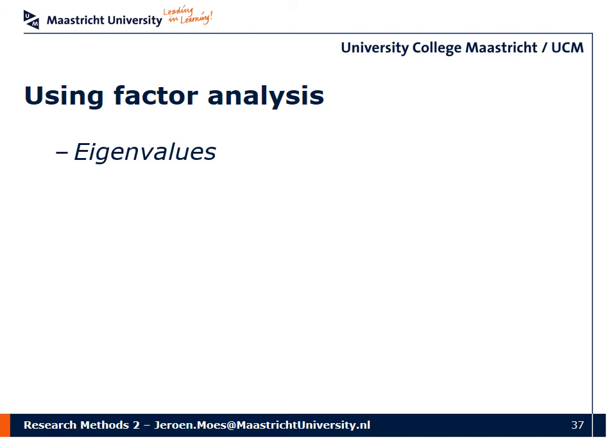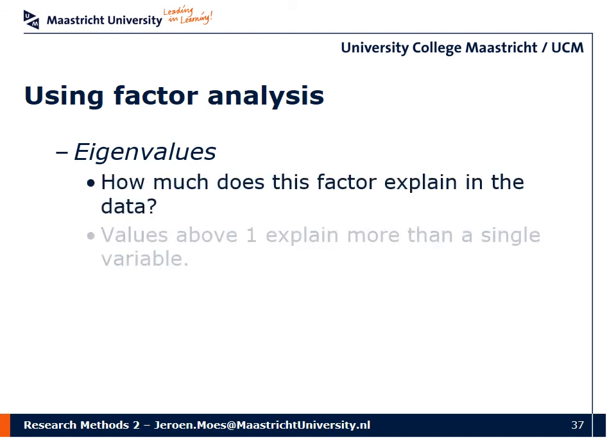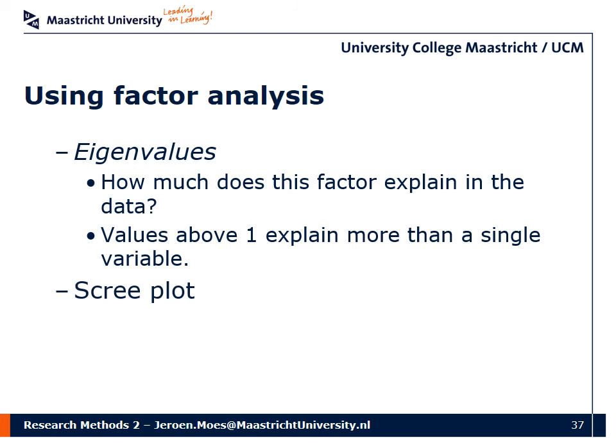But what factor analysis uses as its core is something called eigenvalues, which means how much this factor, this component, explains in the data. So if you had classical, how much does it explain in the range of musical artists that we have? And with eigenvalues, values above 1 explain more than a single variable. We can look at eigenvalues in 2 ways. One with numbers, so above 1, and the other with a scree plot, which is just a visual representation of eigenvalues.